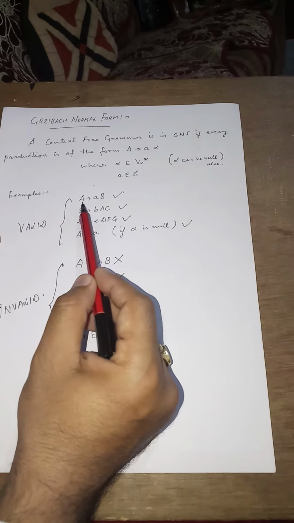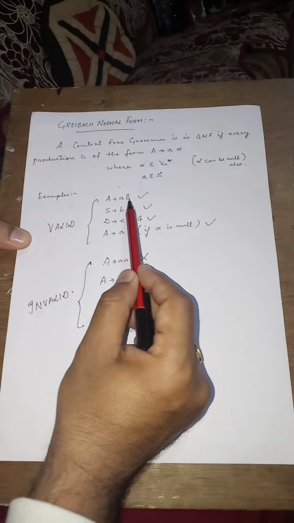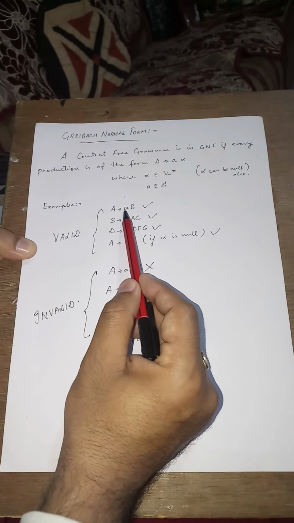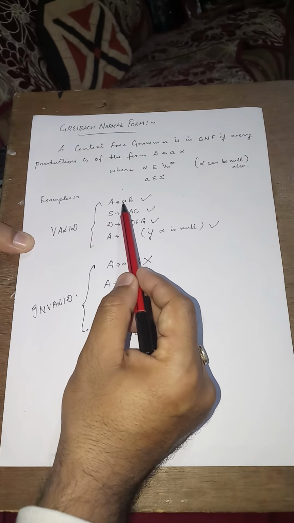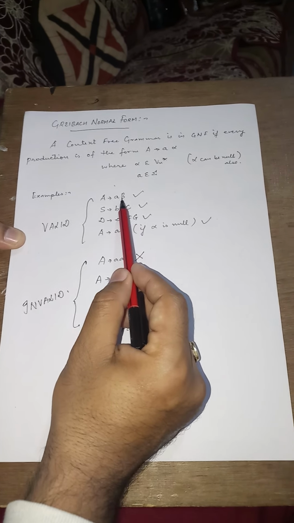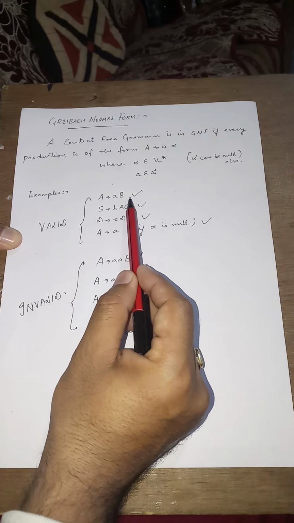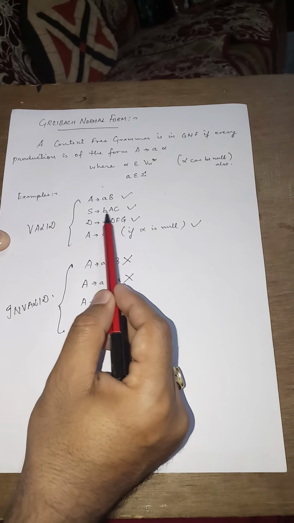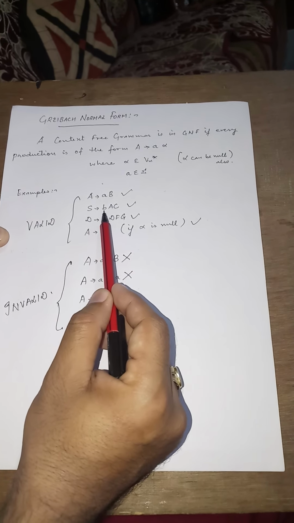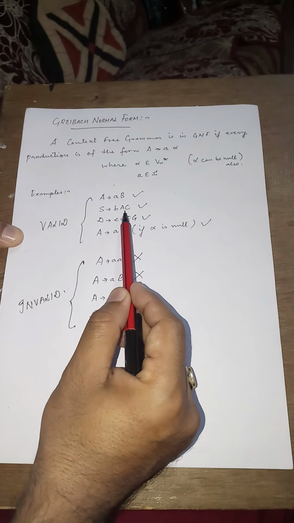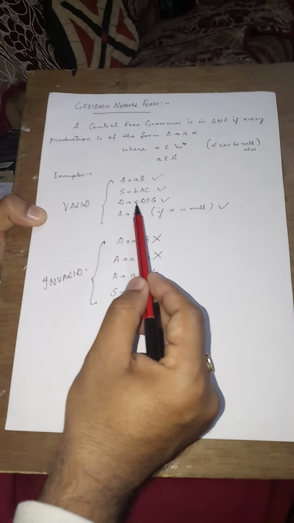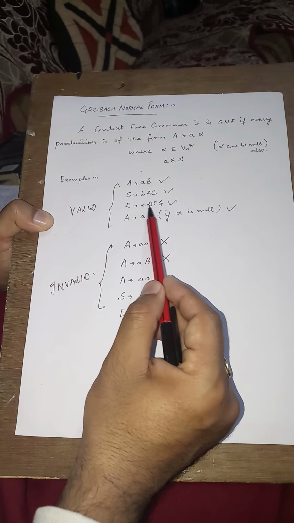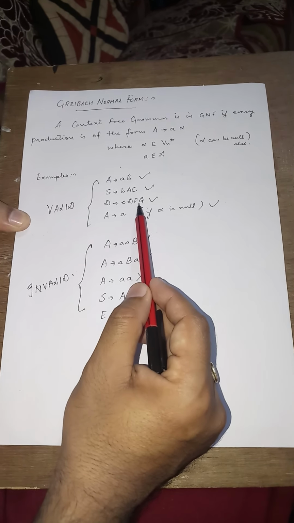So from this required form, if I write the examples, then these are the valid examples, that is capital A goes to small a capital B. It is a valid example: on the right hand side the first symbol should be a terminal, only one terminal, then followed by any number of variables. Then S goes to small b capital A capital C, one terminal followed by two variables. Then capital D goes to small c D F G, again a terminal followed by any number of variables.